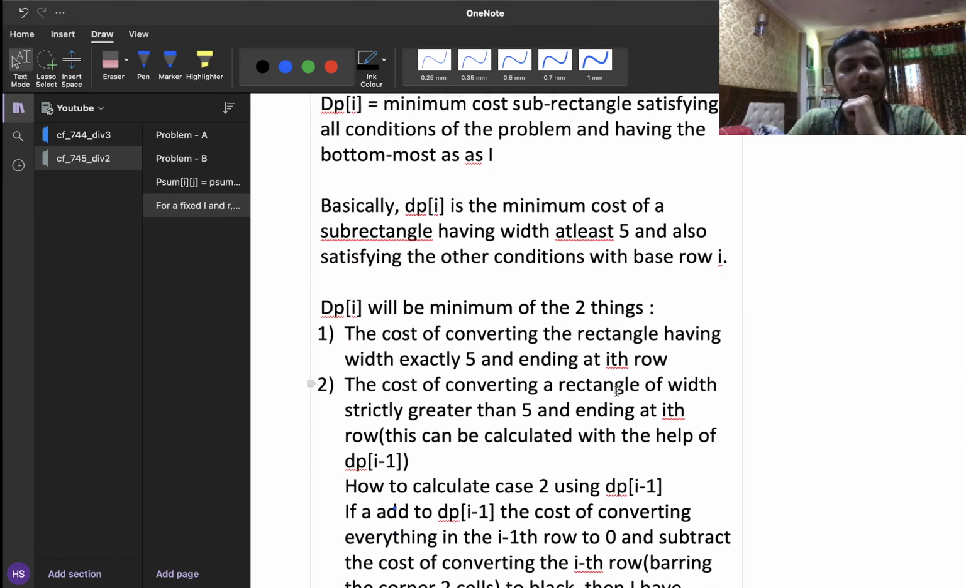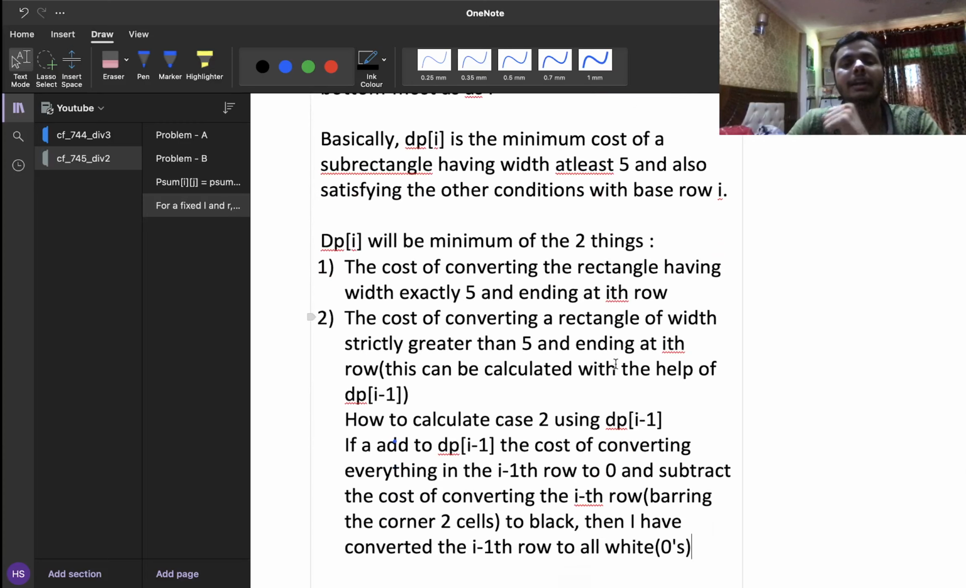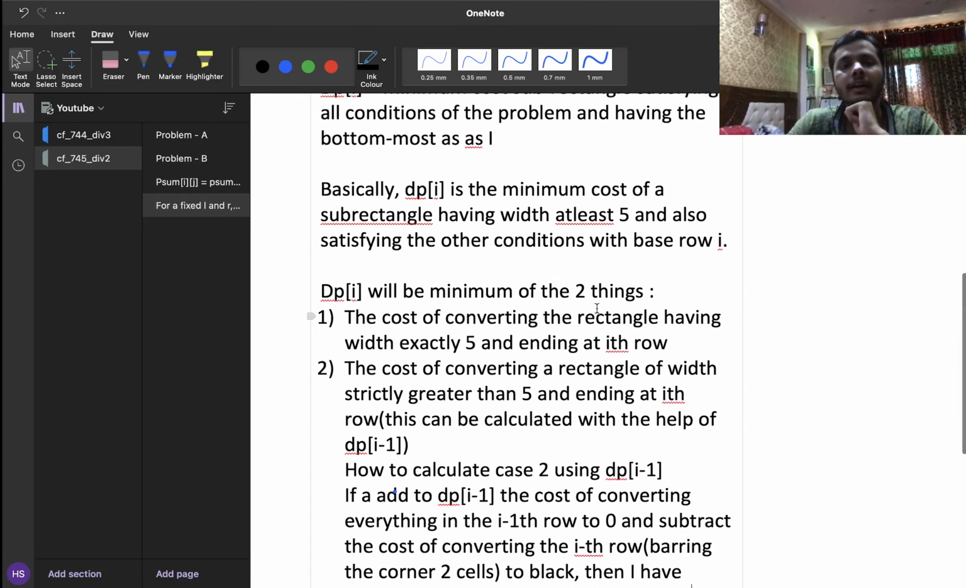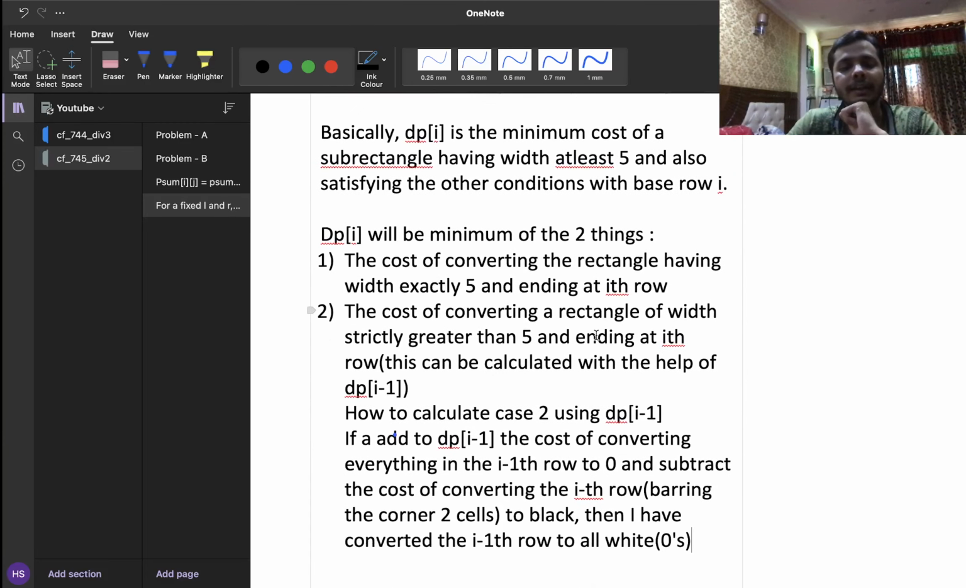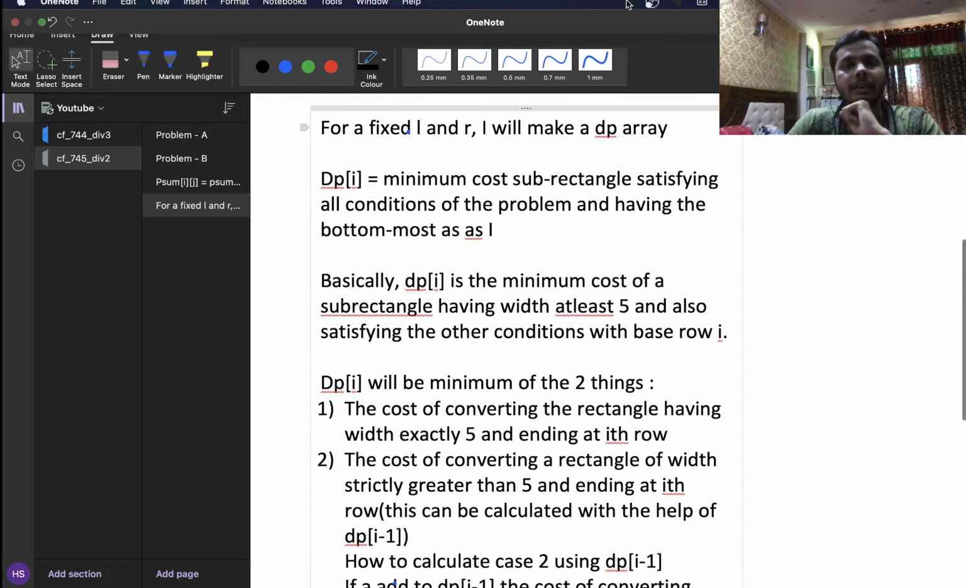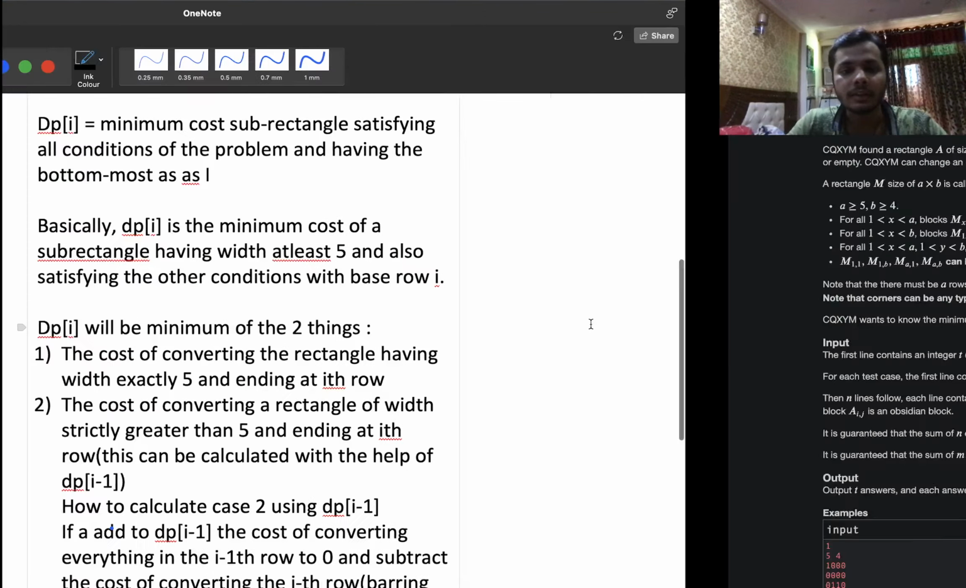I know it was a bit difficult to understand, but I recommend you to watch this video again and again to get a more clear idea. And we'll be looking at the code to make it even more clear. So let's look at the code now.